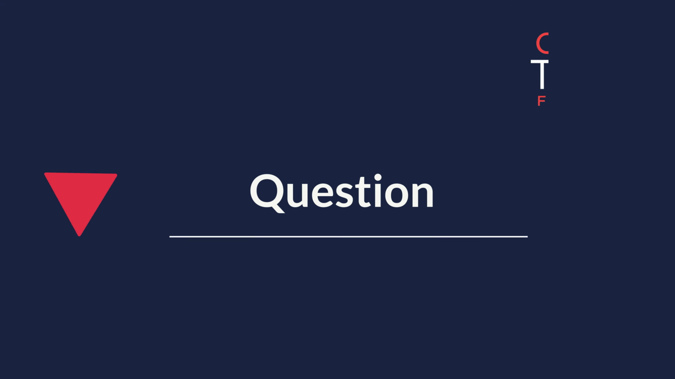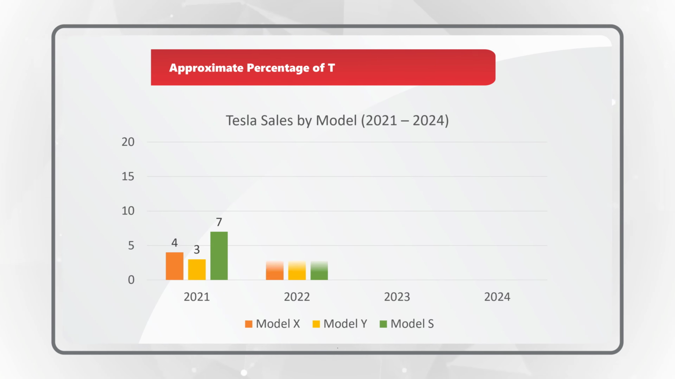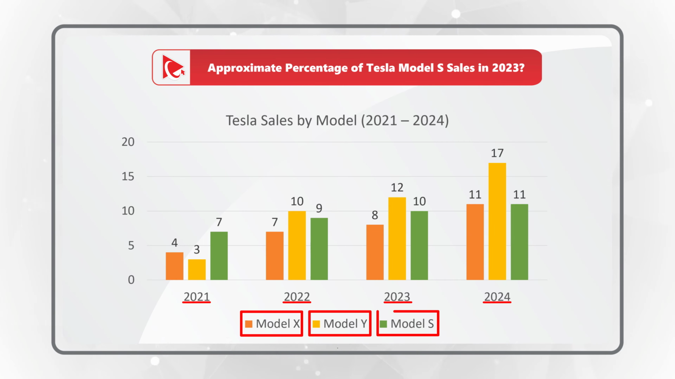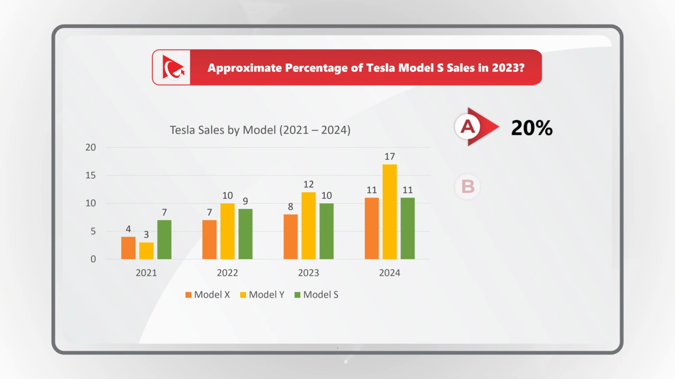Here is a very interesting question where you need to calculate the percentage of Tesla Model S sales in 2023. You're presented with a bar chart, which shows sales for the periods of 2021, 2022, 2023, and 2024. And each section has sales for Model X, Model Y, and Model S. Based on the information presented, you need to determine which number is correct out of 4 different choices. Choice A, 20%, choice B, 27%, choice C, 33%, and then choice D, 40%.